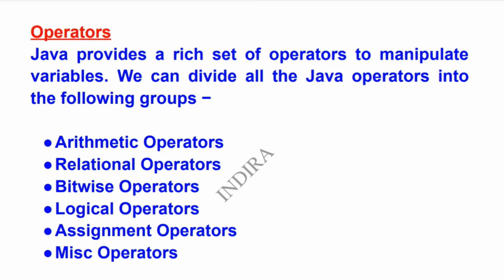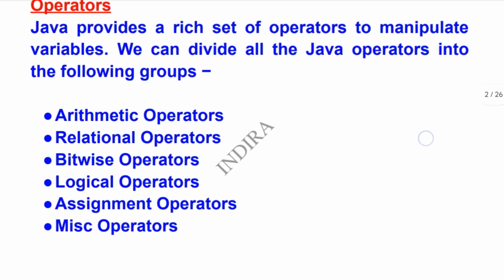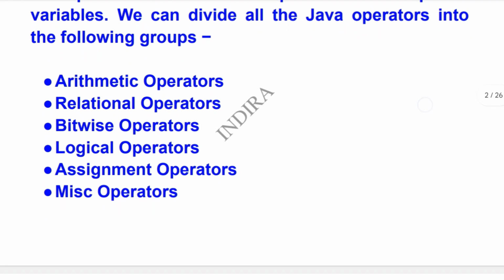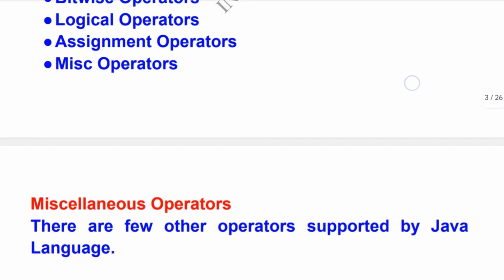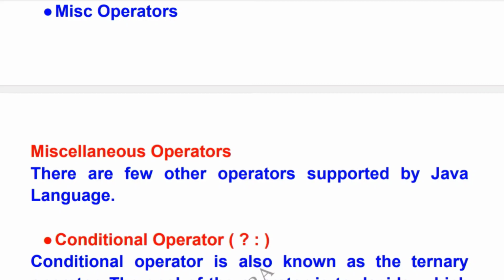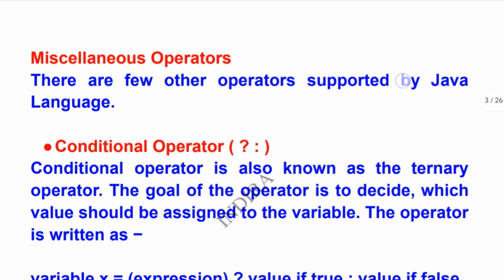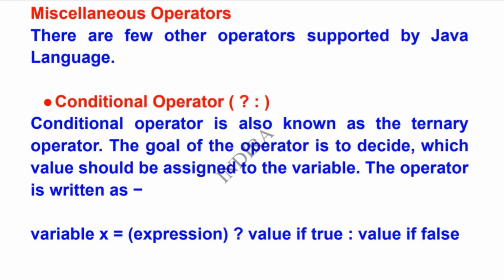One is arithmetic operators, second relational operators, third bitwise, fourth logical operators, fifth assignment operators, and the last one miscellaneous operators. Coming to the miscellaneous operators, there are a few other operators supported by the language. Among miscellaneous operators, it includes the conditional operator. The conditional operator consists of a question mark and a colon.